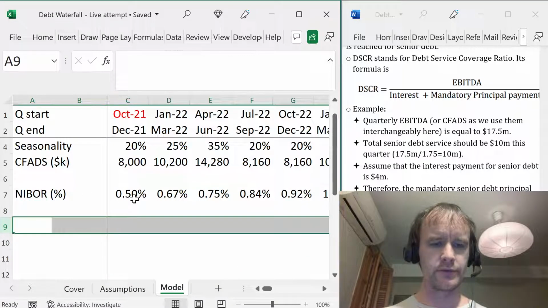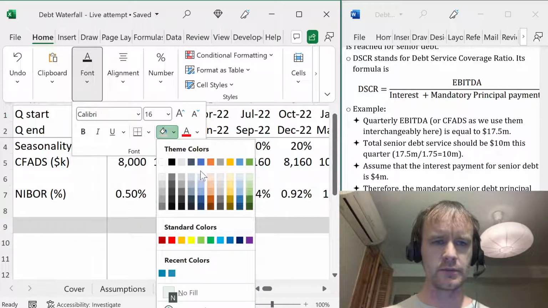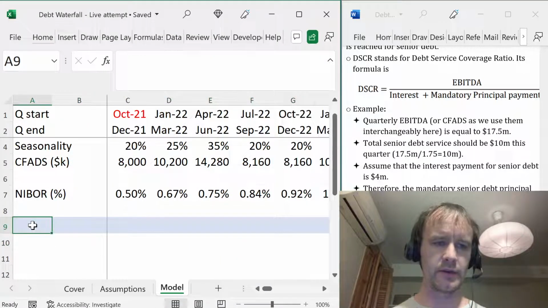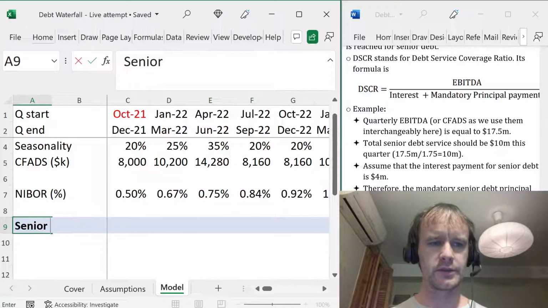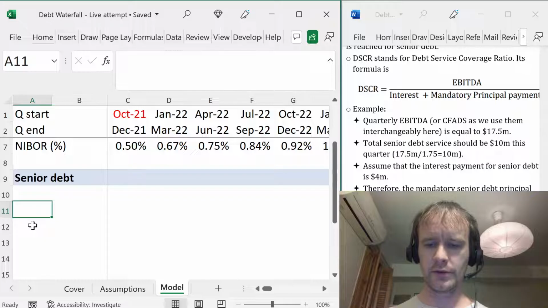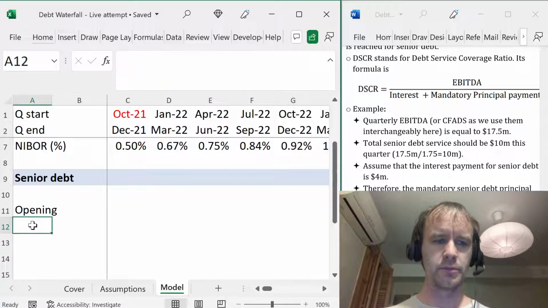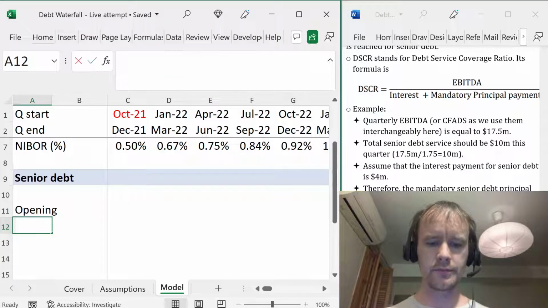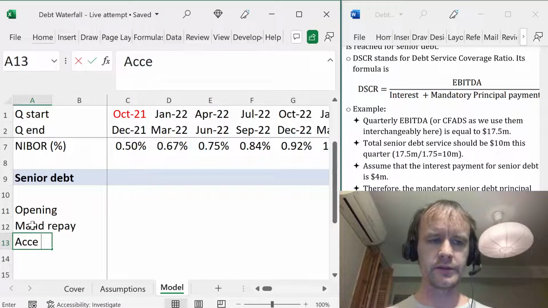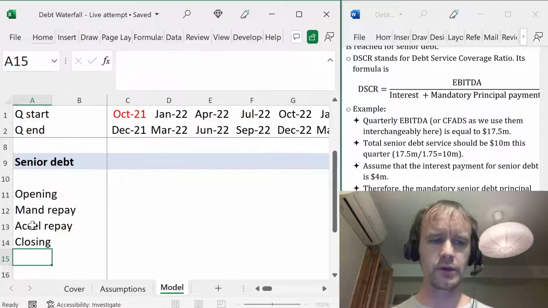So first things first, I'm going to try to be vaguely good about my layout, subject to the caveat I made earlier that the layout's going to be terrible. So, senior debt. Let's just go with the usual suspects. Opening, repayment. Actually, sorry, there's mandatory repayment, and repay. And then there's an accelerated repayment talked about later, so I'll just put that in now. And that gets you to closing.